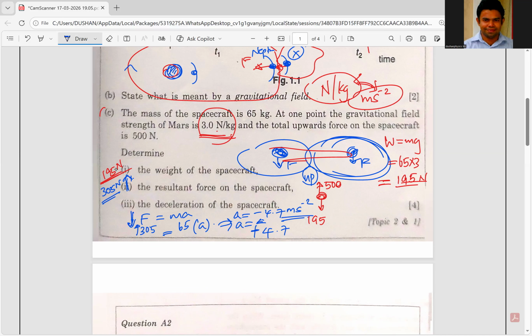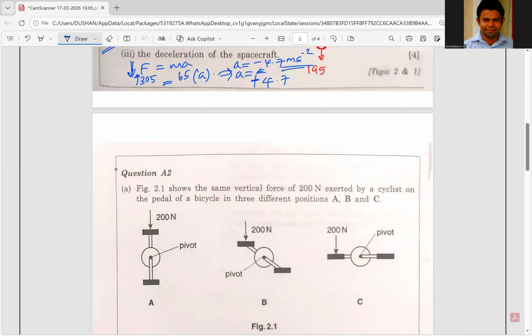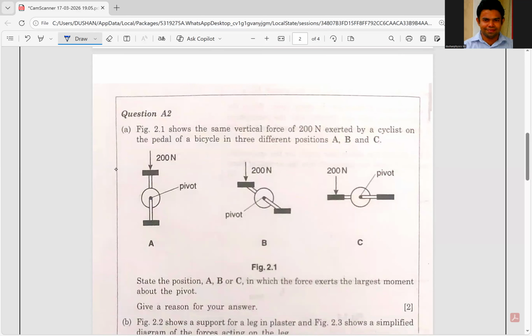Let's go to the second part. It shows the same vertical force, 200 Newton, exerted by a cyclist on the pedal of the bicycle. Three different versions, A, B, C. Imagine a pedal, like a pedaling video. State the position, A, B or C, where it exerts the largest moment.